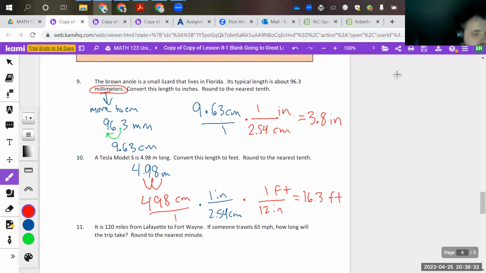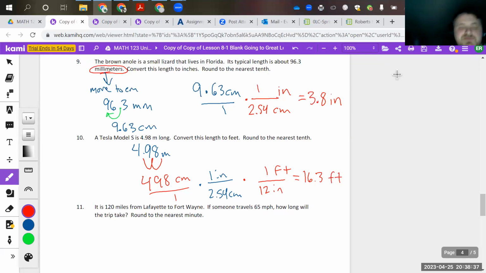So from here, Lafayette, great place. Go Boilers. Love Purdue. My wife and I went there. It's the best. It's 120 miles, and if someone travels at 65 miles per hour, how long will that trip take? Round to the nearest minute.